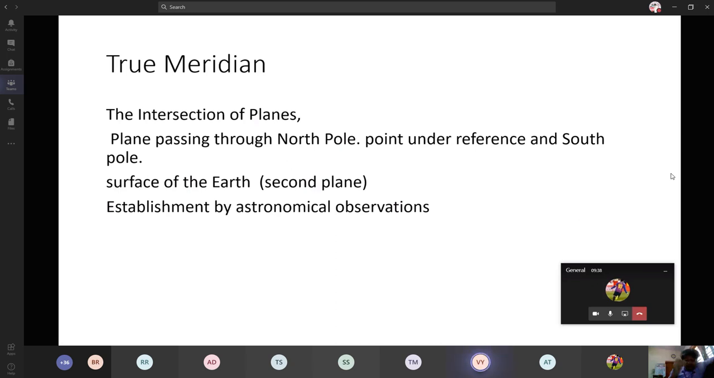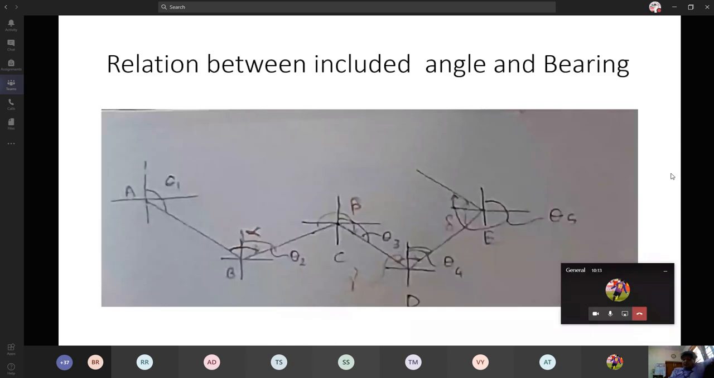So the rule says that suppose I give you the bearing of a line, and the included angle measured in clockwise direction. To get the bearing of the next line, you add the bearing of the previous line with the included angle. If it is more than 180, you subtract 180. If it is less than 180, you add 180. That is the rule, is it not? Okay.